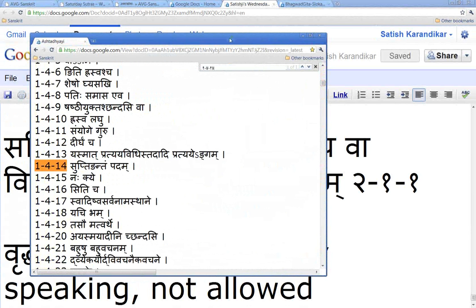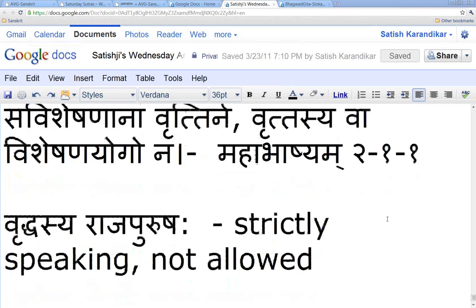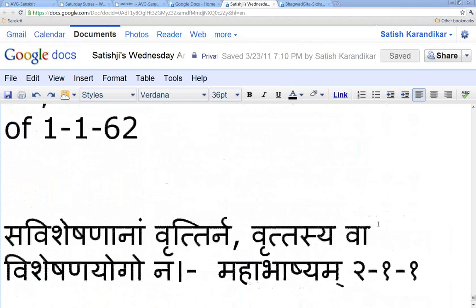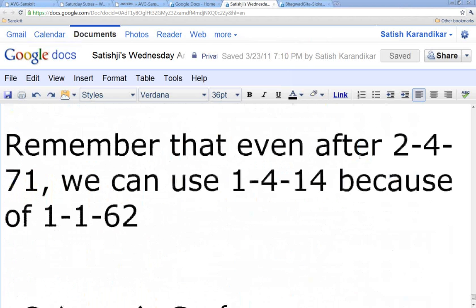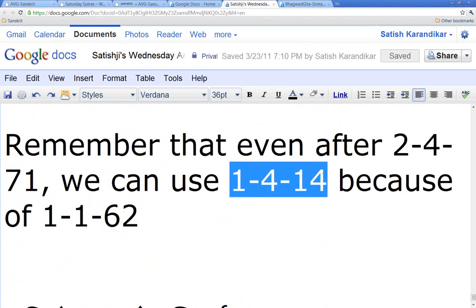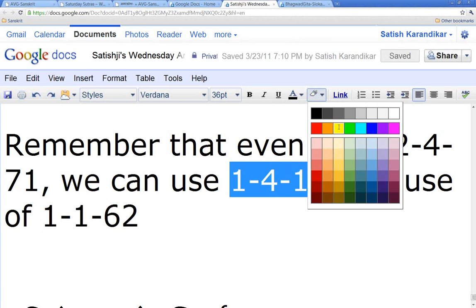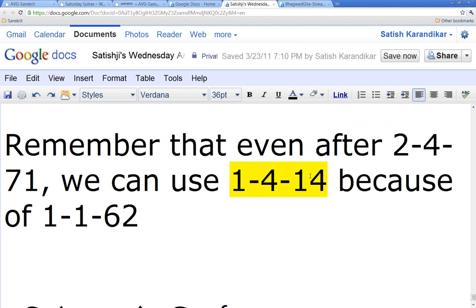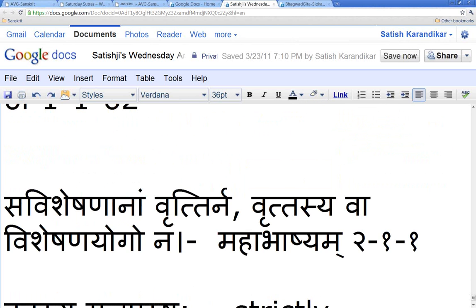I fixed that one because I had, I think, 1417, which is this one. Even after using 2471, we can still use 1414, which is supting antam padam, because of pratyaya lope pratyaya lakshanam. That's what he's giving in the book now. So I had a typo last time, 1417 by mistake. It's 1414. So that's in the book. He has given how to use it, what form it will take inside the compound.